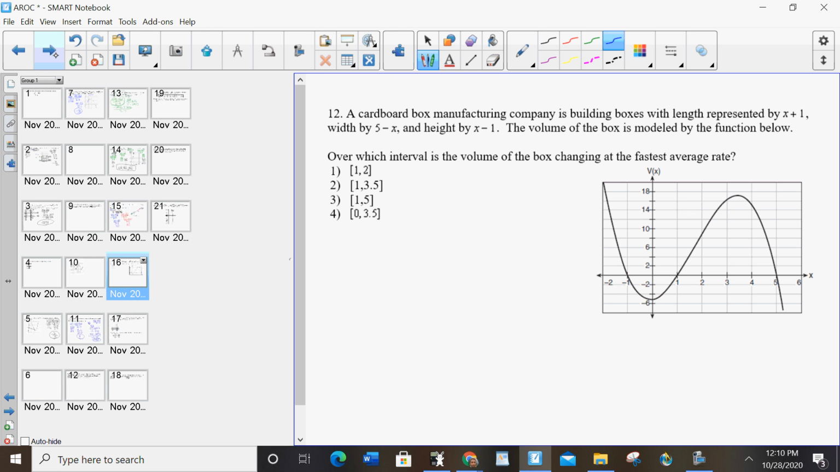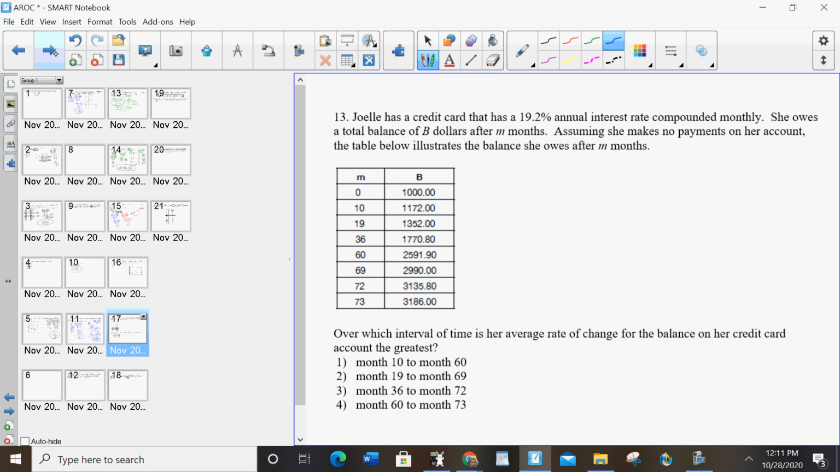This next one is pretty much the same thing. We're going to skip it for now. And now something like this. So this question is annoying, but it's not difficult.